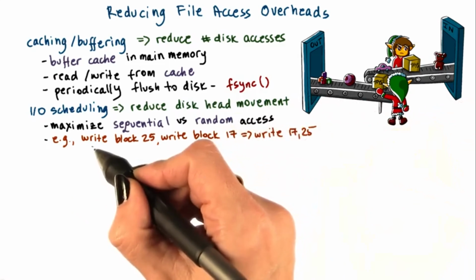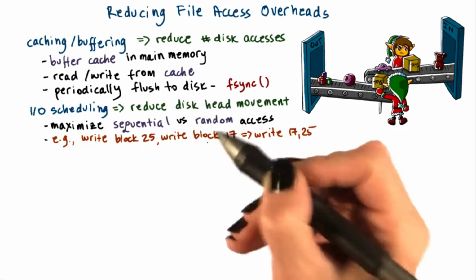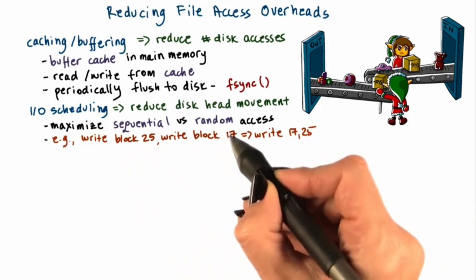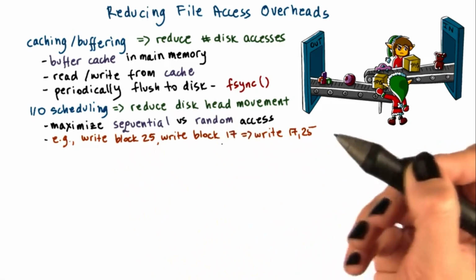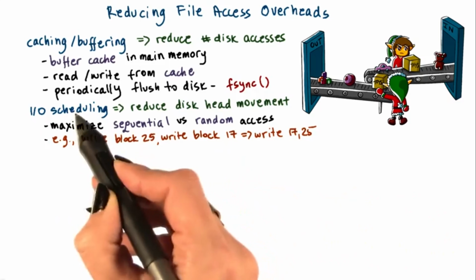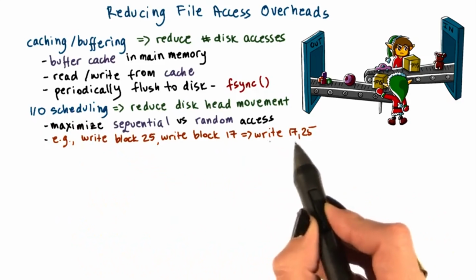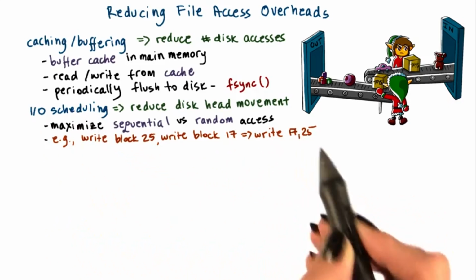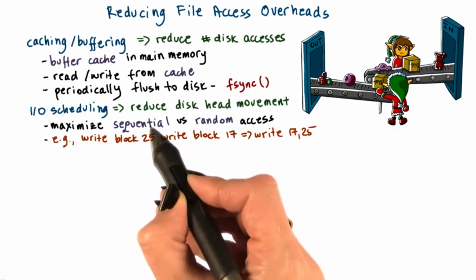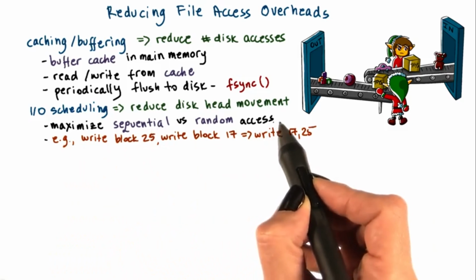What that means is, let's say we have 2 operations that have been issued, write block 25 followed by write block 17. And if the disk head is at position, let's say 15, these operations will be reordered by the IO scheduler so that they're issued as write first block 17 and then block 25. And this will achieve this objective of maximizing sequential and minimizing random accesses.